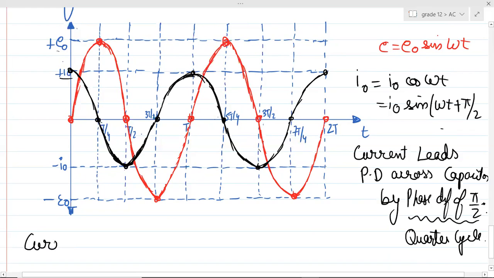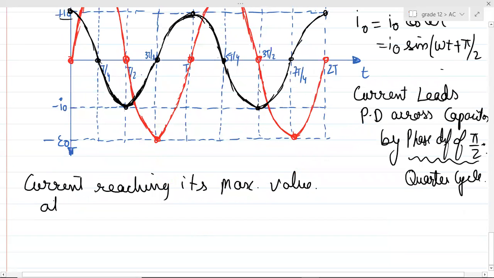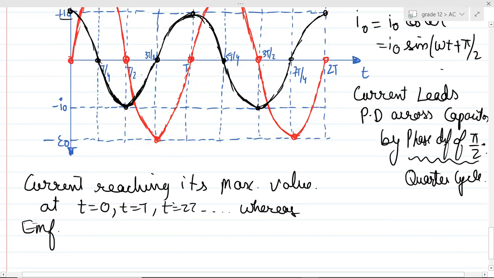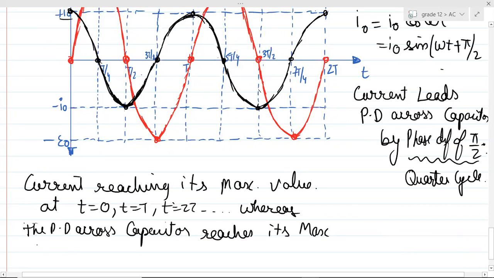Yes, sir. Current reaching its maximum value at either t equals to 0 or t equals to T or t equals to 2T and so on, whereas EMF, or instead of EMF we can write the potential difference across the capacitor, reaches its maximum value at t equals to T by 4, t equals to 5T by 4, t equals to 9T by 4, right? And so on.